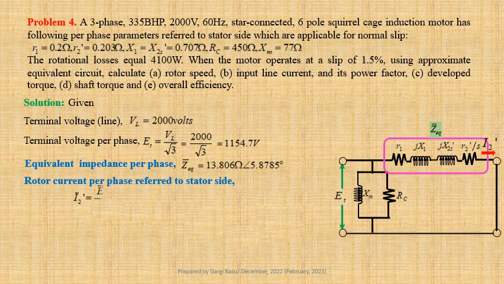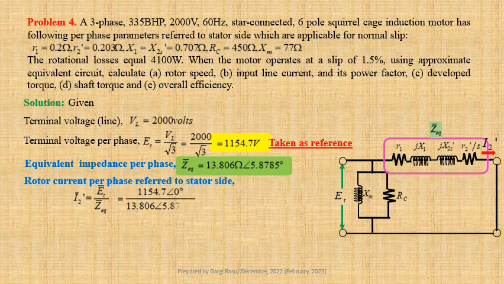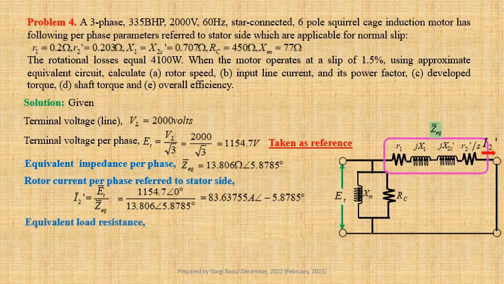Let us now calculate rotor current per phase referred to stator side. I2 dash equals ET divided by ZQ. Taking terminal voltage per phase ET as reference, we get I2 dash equals 1154.7 at an angle 0 degree divided by 13.806 at an angle 5.8785 degree. That gives us 83.63755 ampere at an angle minus 5.8785 degree.